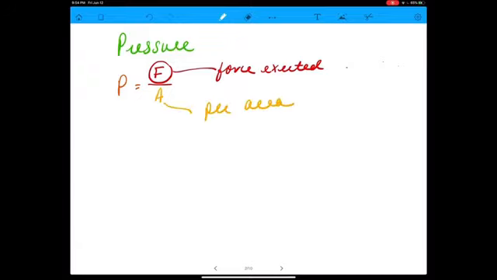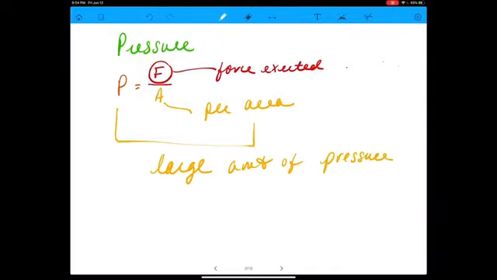So if we understand the nuances of this equation, to create a large amount of pressure, you'd have to exert a large amount of force over a small area, or do both. A large area with a small force would yield a smaller pressure. So they're kind of inversely and directly related in terms of that.